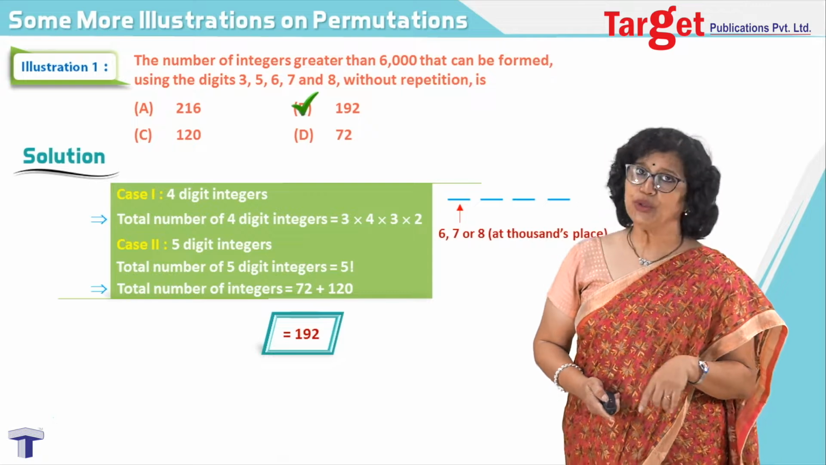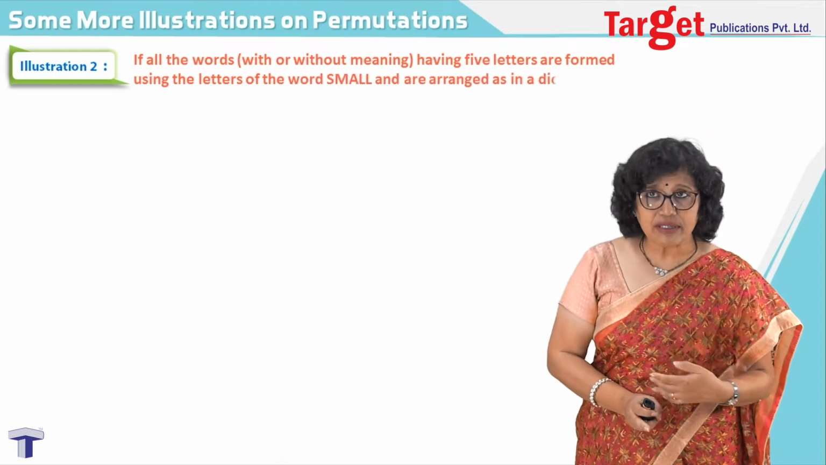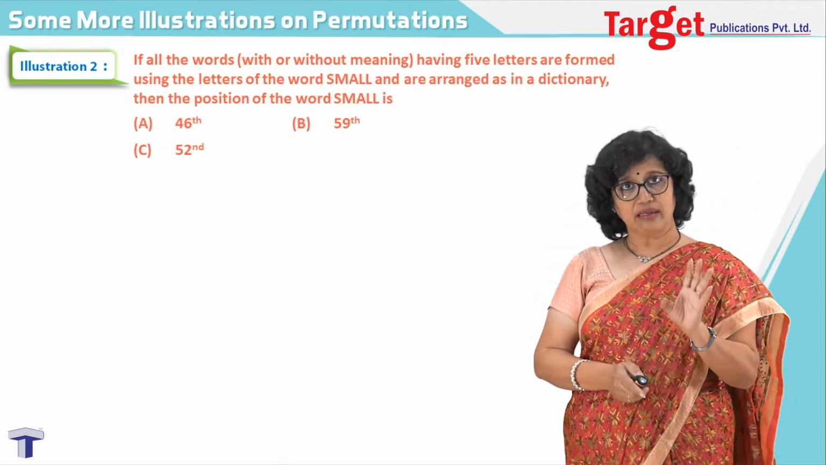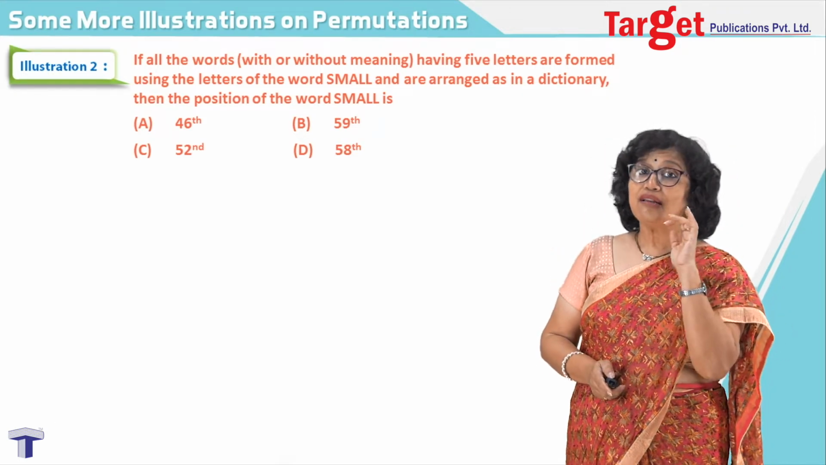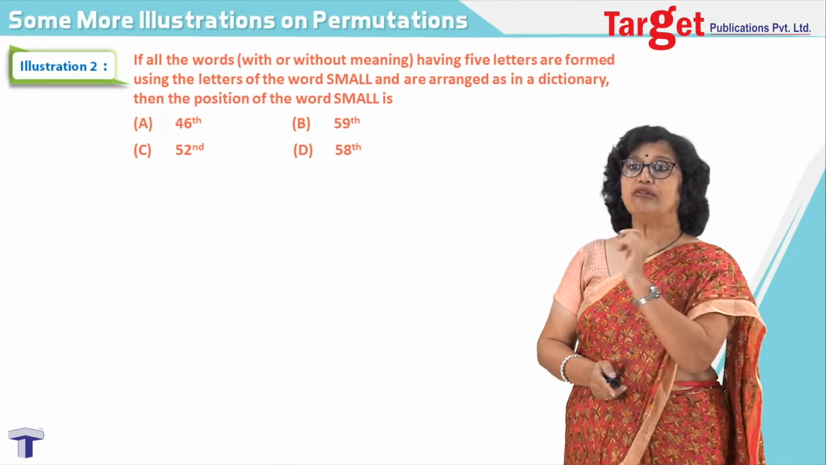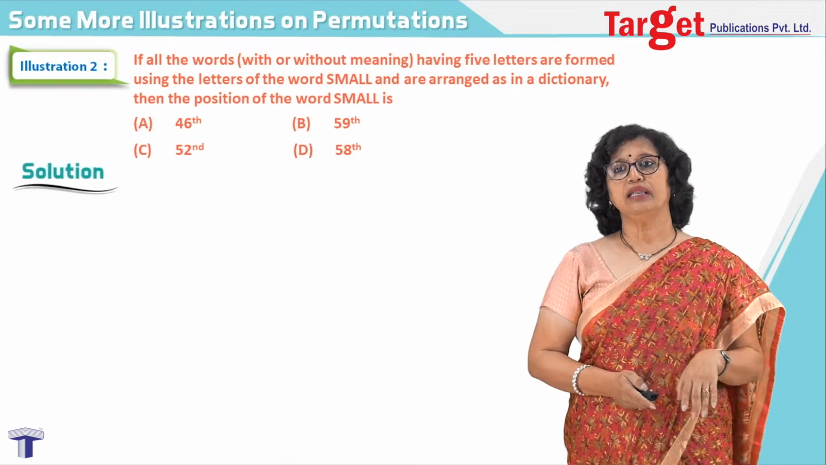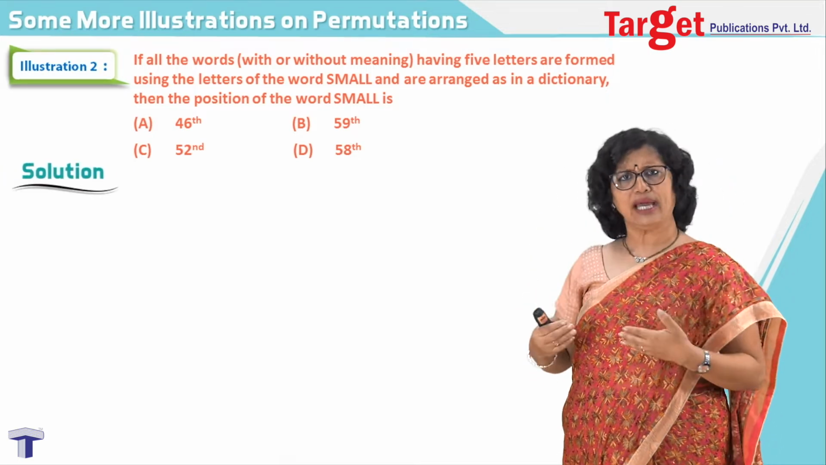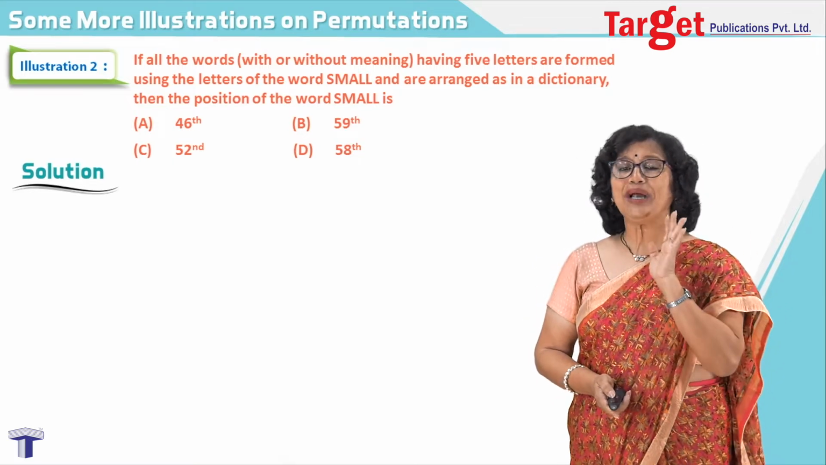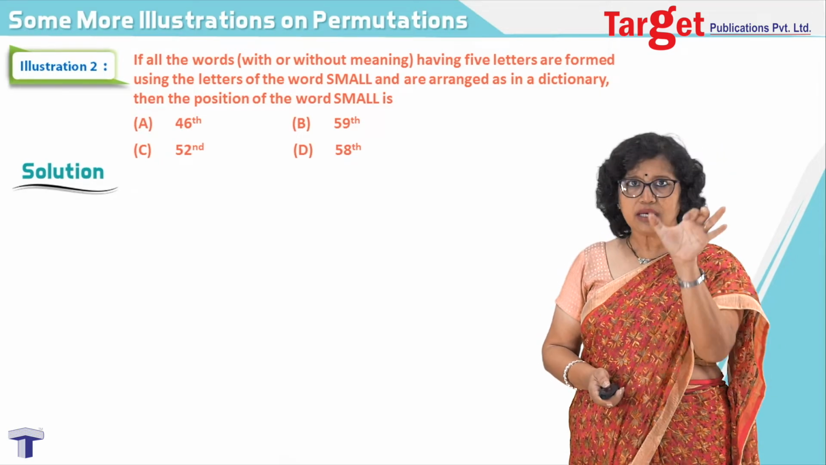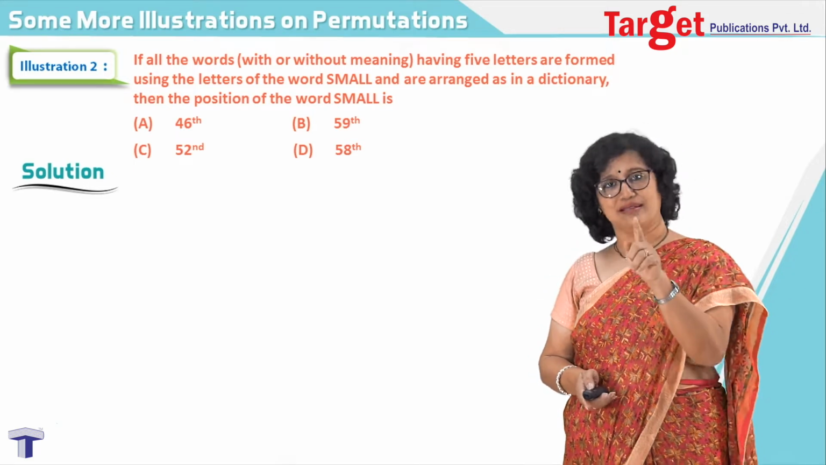So move from here to the next one. And the next one is: if all the words with or without meaning are made with 5 letters of the word SMALL, and arranged in dictionary order, then we have to find the place or position where the word SMALL appears in that list. And 4 options are given to me. Now the question looks different, but of course this is also nothing but arrangement of letters. So this comes under permutation. Now do it systematically. First, don't sit and make the entire list.